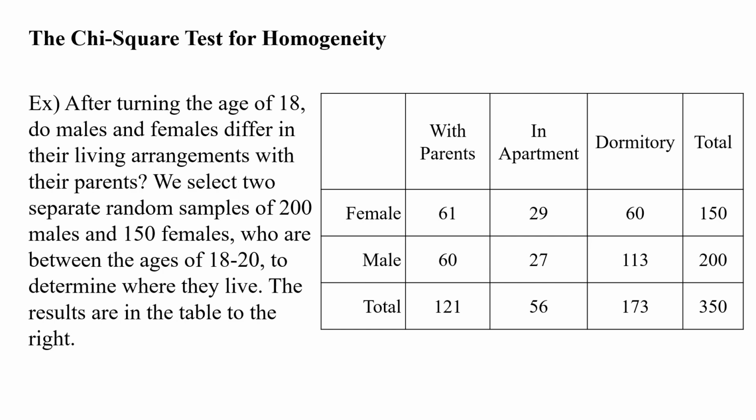So here's the example we're going to work with today. After turning the age of 18, do males and females differ in their living arrangements with their parents? So we select two separate random samples of 200 males and 150 females who are between the ages of 18 and 20 and ask them where they live. And here are the results.